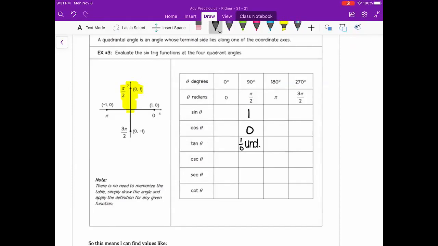Okay. And for cosecant, the reciprocal of 1 is just 1. The reciprocal of 0, you need to think about it as 0 over 1. So the reciprocal would be 1 over 0, which is not possible. So it is undefined. So let me put that 0 over 1 up here. Think about 0 as being 0 over 1.